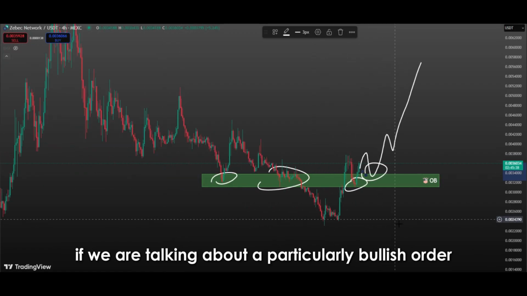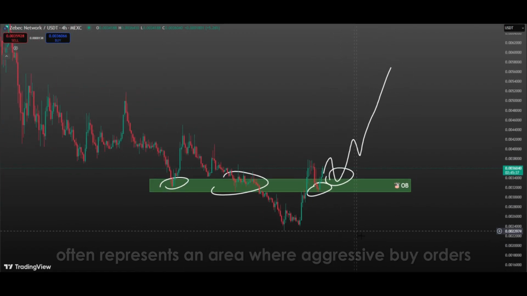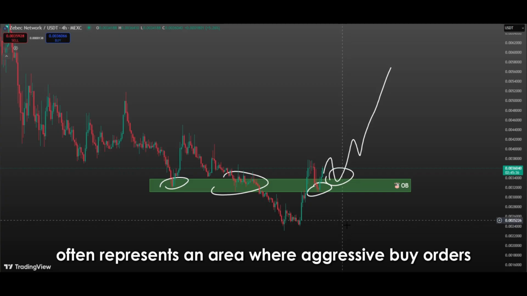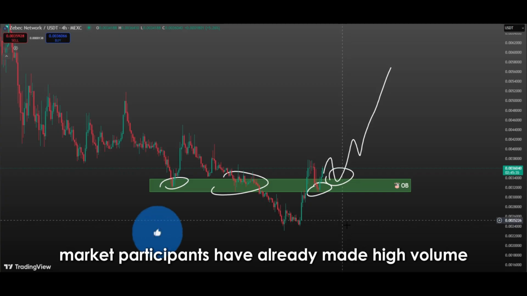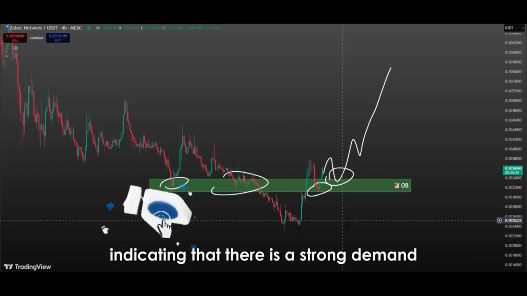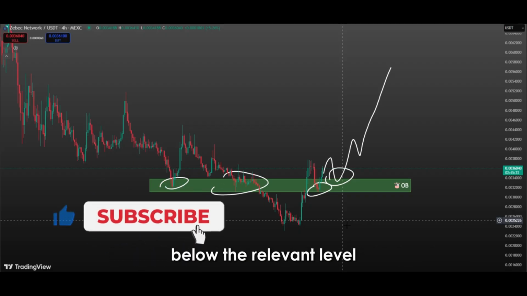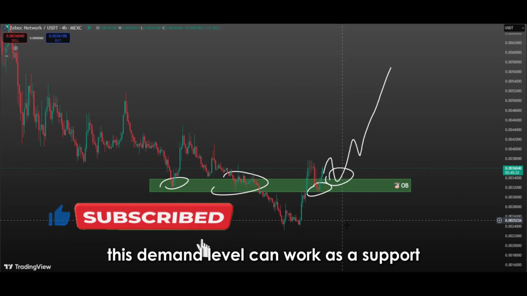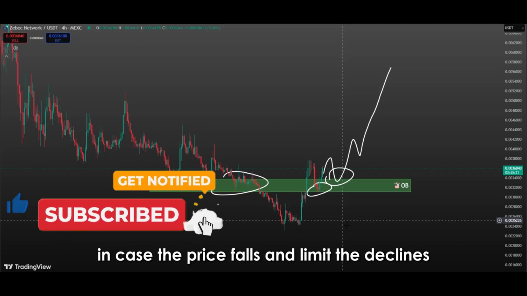If we are talking about a particularly bullish order block, this zone often represents an area where aggressive buy orders accumulate. Market participants have already made high-volume purchases here, indicating that there is a strong demand below the relevant level. This demand level can work as a support in case the price falls and limit the declines.